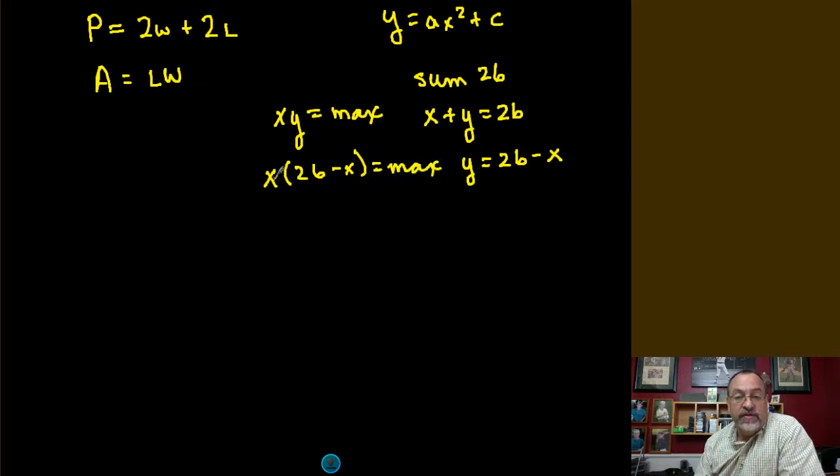Well, now you'll notice if I distribute this out, 26x minus x squared, what do I have right here? I have a quadratic equals some maximum number. I have the quadratic expression, which is going to create a max or a min.